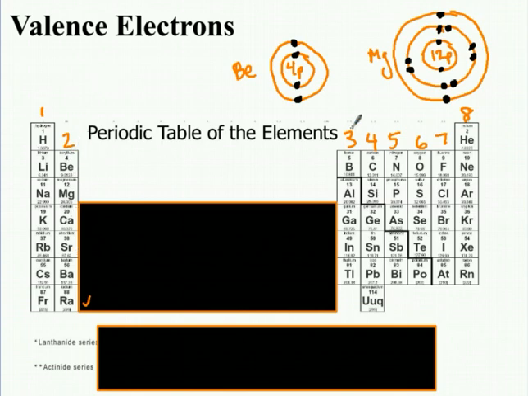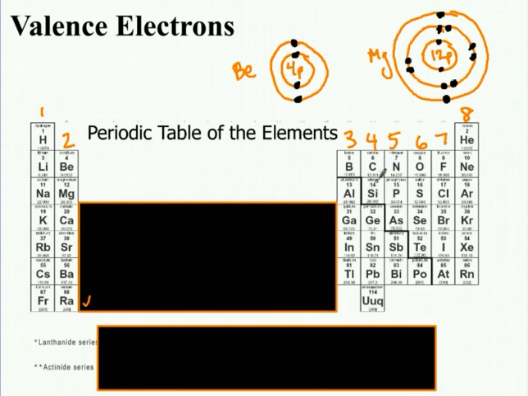Now if I did this for every single column, and I'm not going to for time purposes, but if you want to practice, you can. If I went to boron and aluminum, you would notice I would end up with 3 valence electrons in the outermost ring. If I did carbon and silicon, I would have 4 electrons in the outermost ring. So that means I would have 4 valence electrons.